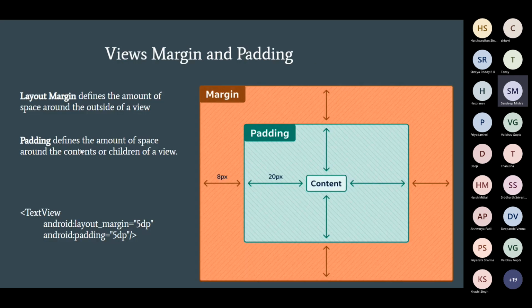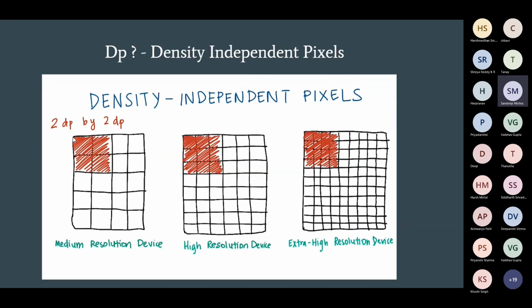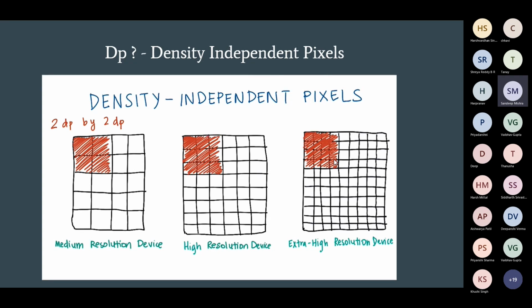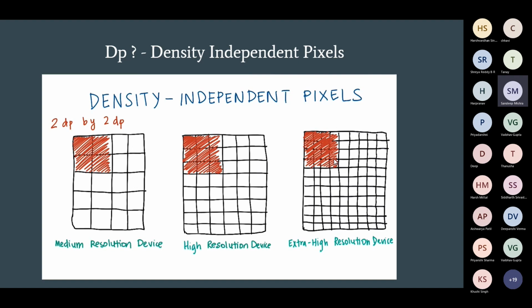So to avoid this, we use a term called dp. If you are using 2 dp by 2 dp in this medium device, then it will also take the same size in high resolution devices and similarly the same size in extra high resolution devices. So that's the need of dp. We use it to define the height and width of our views, because the centimeter, inch and pixel criteria will fail with changing resolution and size of devices.